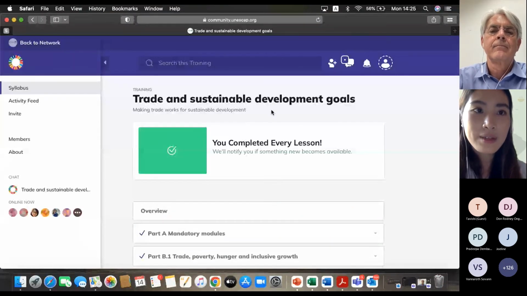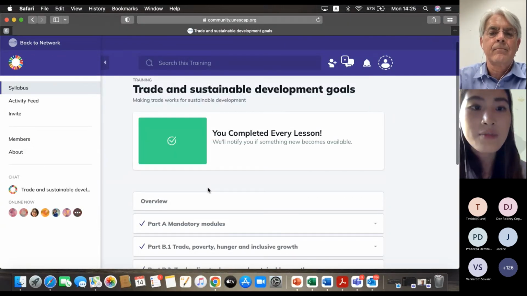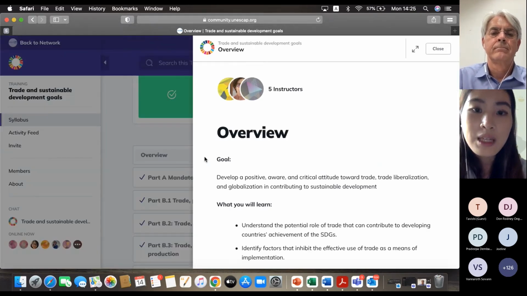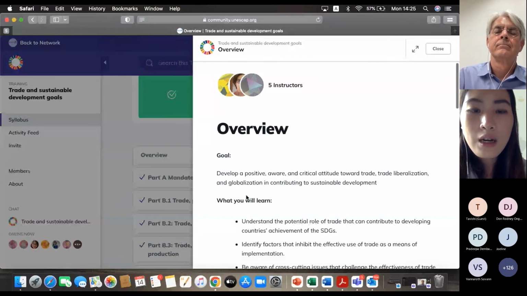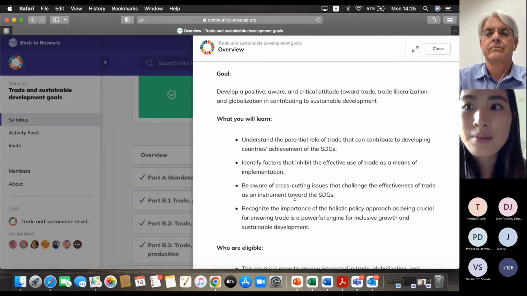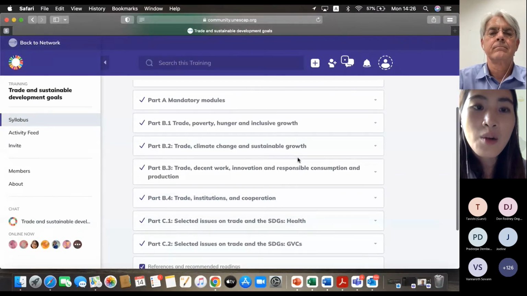After you have created your account on the ESCAP e-community platform and registered to this course on trade and sustainable development goals, you will see this screen, which is a course syllabus, an overview tab, which is the description about this course, the objective, and the certificate that you will receive. You will be able to find it here, so I will skip this part. And as Ian mentioned, all modules you will be able to access here.